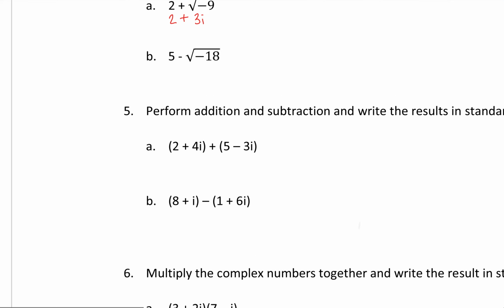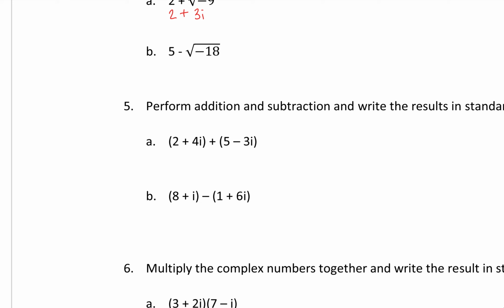So again, for b, we have 5 minus the square root of negative 18. Well, 5 minus, we're going to go ahead and pop out that negative and make it an i. And we're going to break down that 18. I know that it's 9 times 2. So the only thing I can take the square root of is 9. So I get 5 minus 3i with the square root of 2 remaining underneath for my final answer.